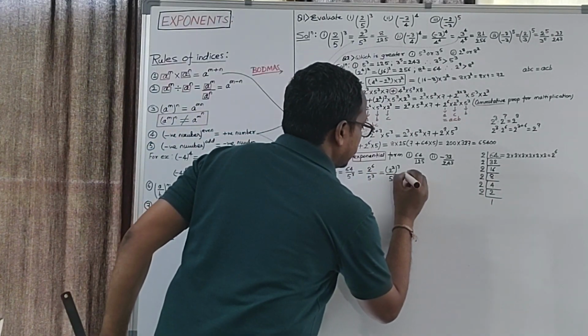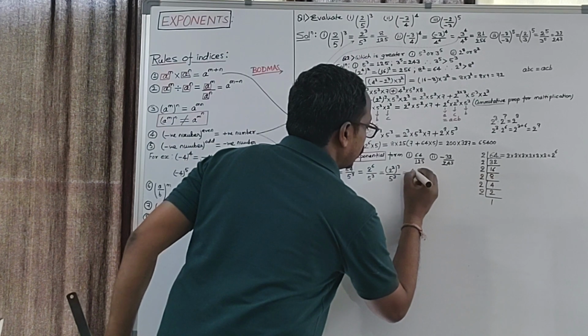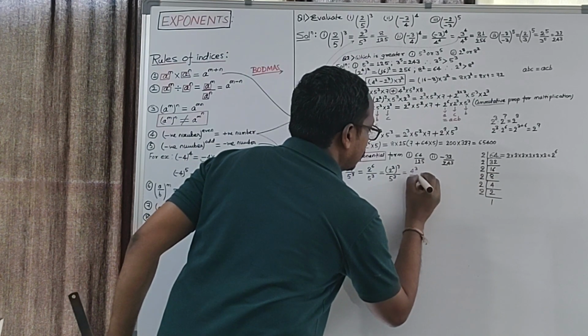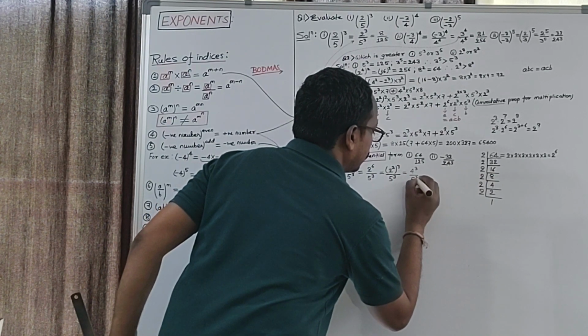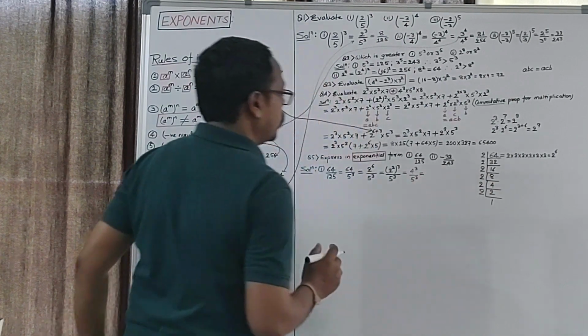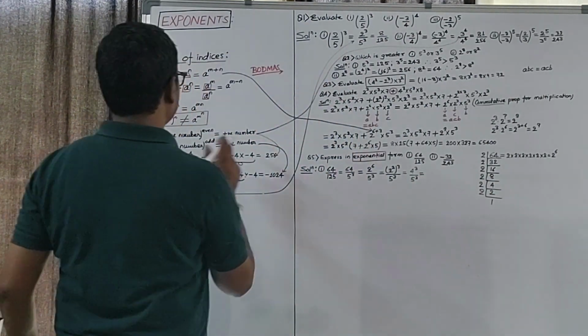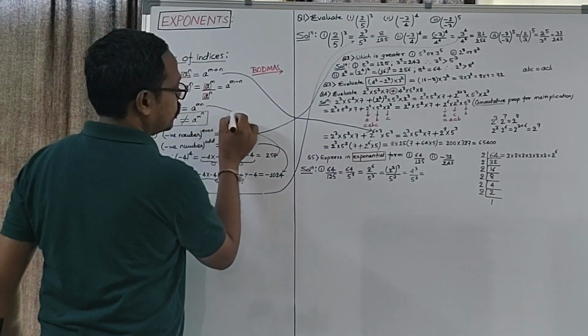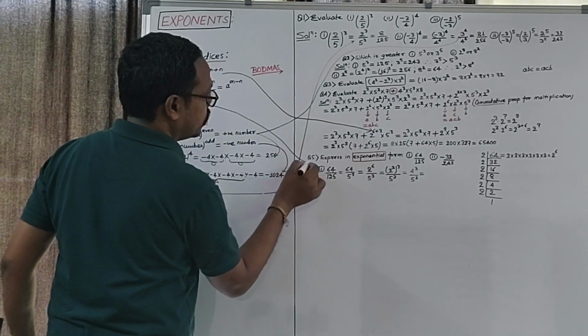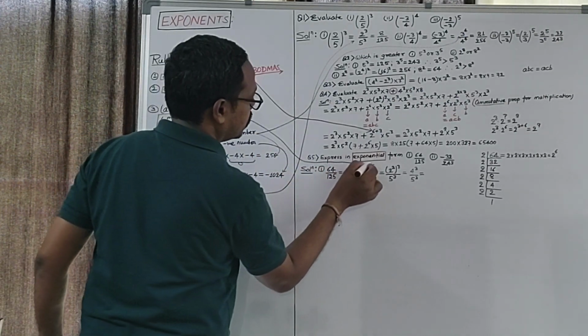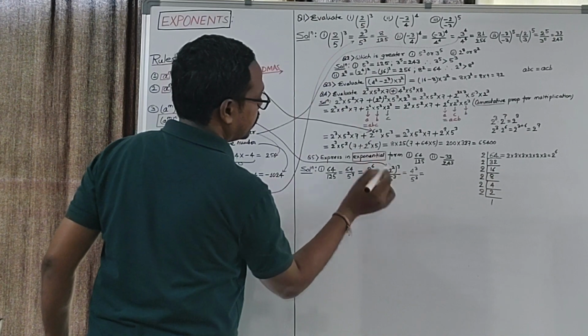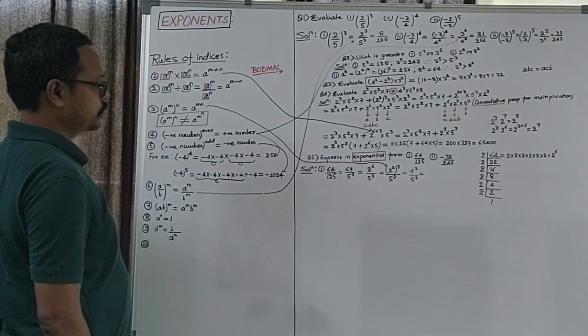So now it will be how much? It will be 4 cube upon 5 cube. So now, which rule will we apply? We did this with the help of this rule. Note it down. You followed this rule here. And how to solve this one?